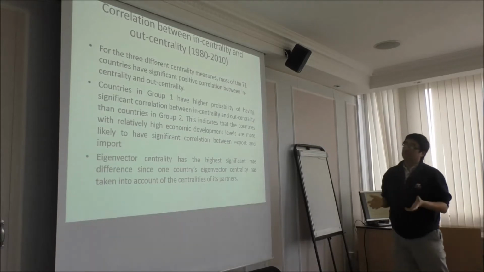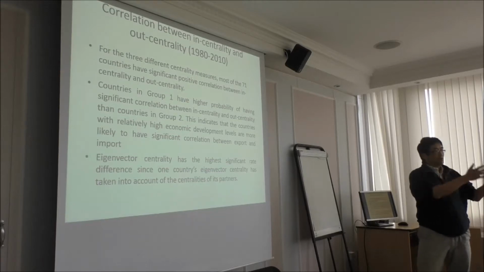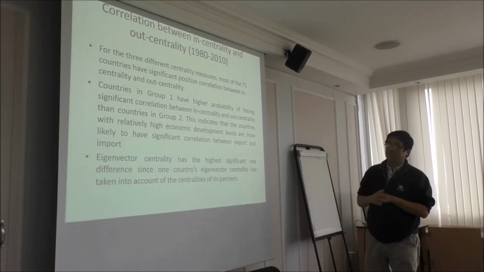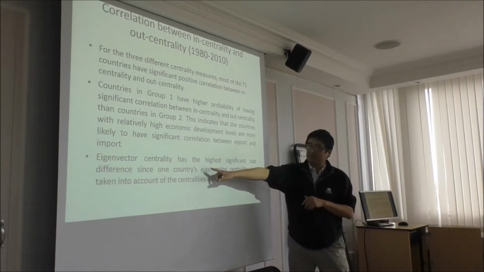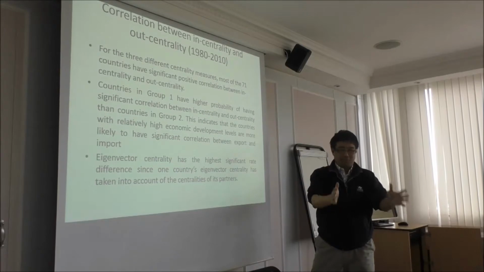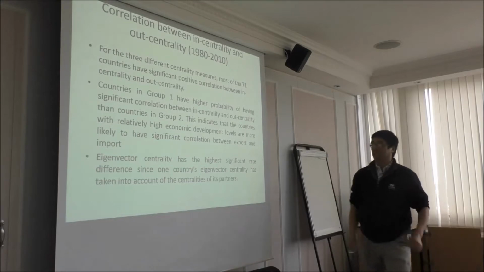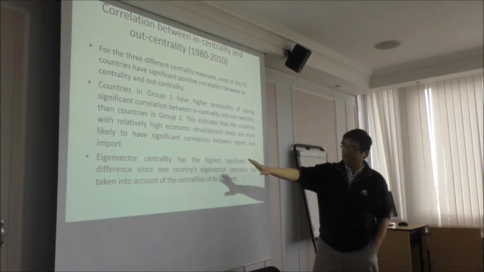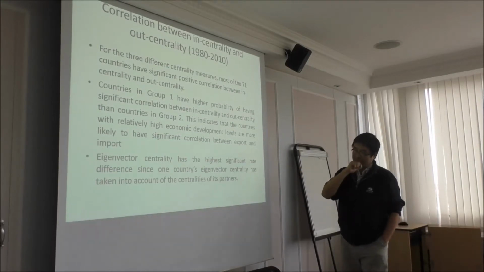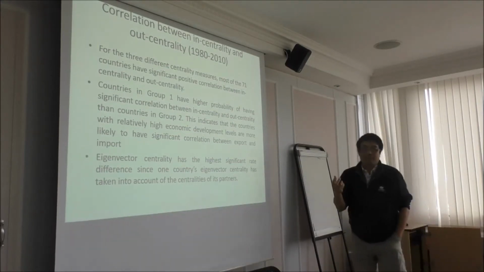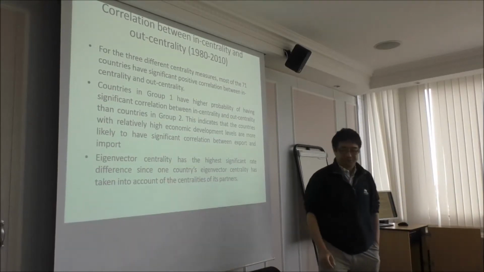But of course, the difference between group 1 and group 2 is that group 1 seems far more correlated and group 2 seems much less correlated. And the eigenvector centrality, which is basically taking into account your trading neighbors, not whether 2 countries are closer, but that they do more trade, has the highest significant rate difference, since one country's eigenvector centrality takes into account the centralities of its partners. So this one is particularly significant among the relatively rich nations and the relatively poor nations.